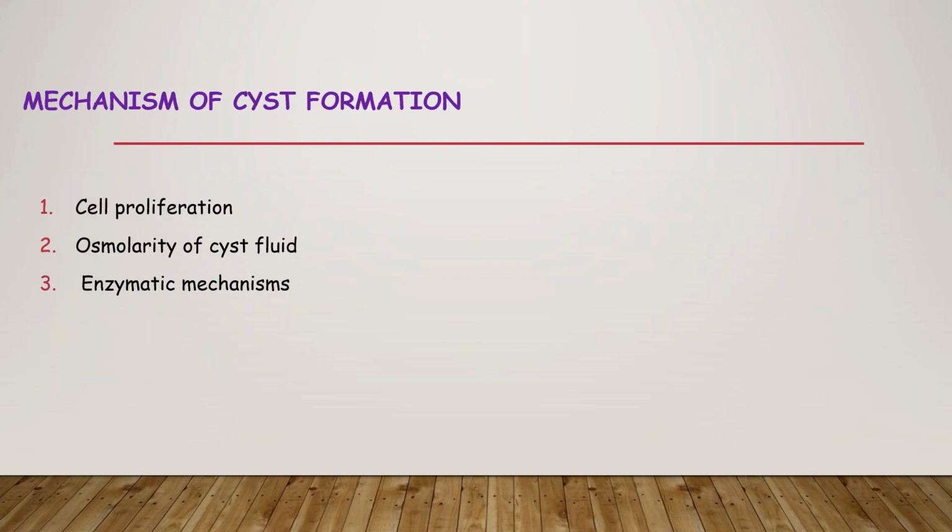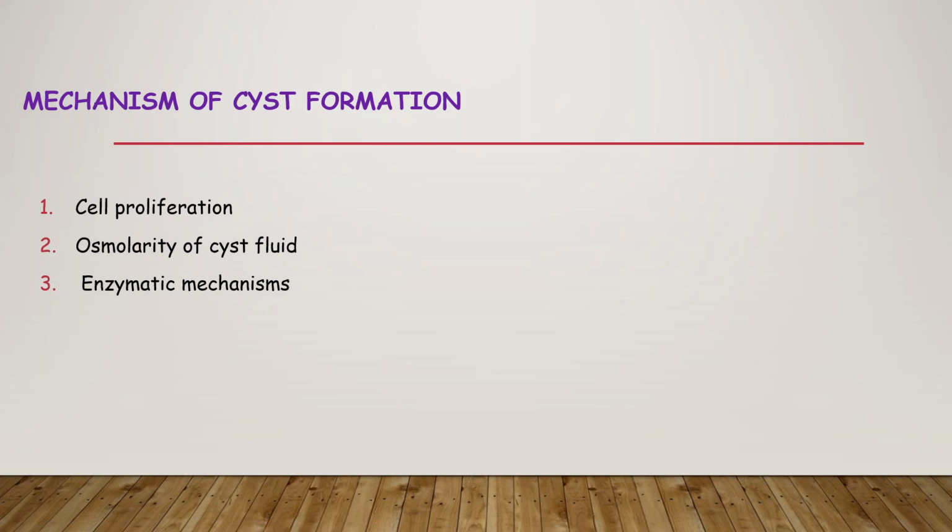So till now we are aware how it clinically presents and how it appears on the radiograph. But what causes the cyst formation? What is the mechanism involved behind the cyst formation? There are three phases which lead to the cystic formation. That is cell proliferation, after which there will be osmolarity of the cystic fluid. Further, there are enzymatic mechanisms. These are the three mechanisms which lead to cyst formation in odontogenic keratocyst.